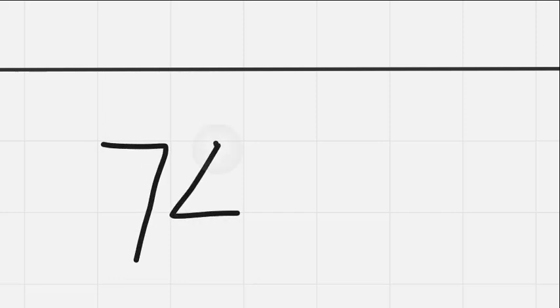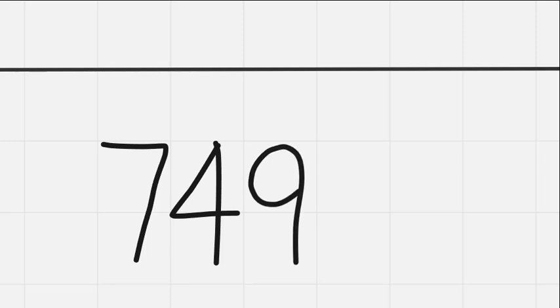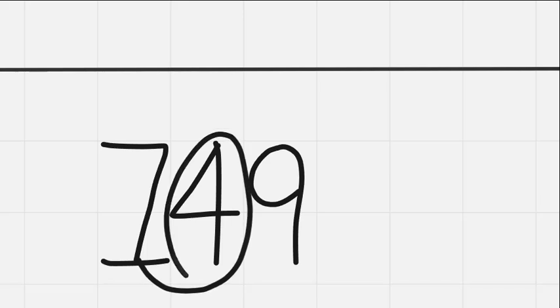The next number to round is 749. Write the number 749 on your paper or your board. Round this number to the nearest hundred. I'll give you a few moments to do it now. The first thing you need to do is identify the hundreds place value, which is 7. We're going to look at the 4.